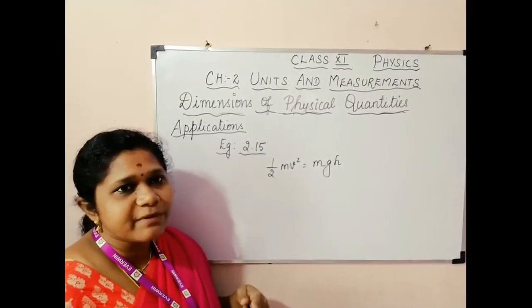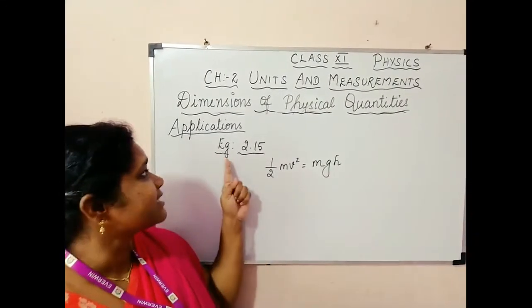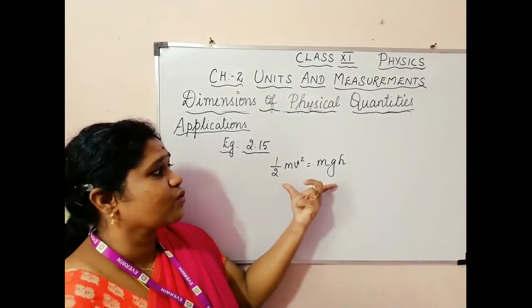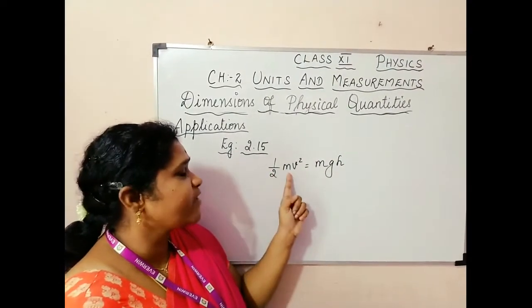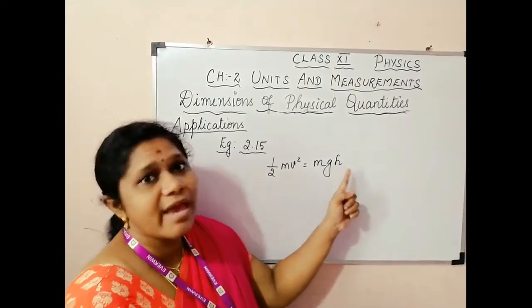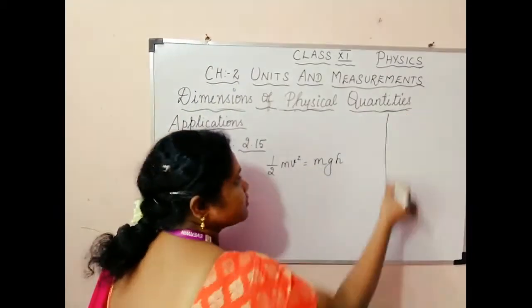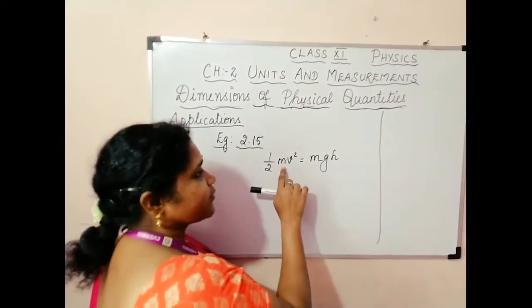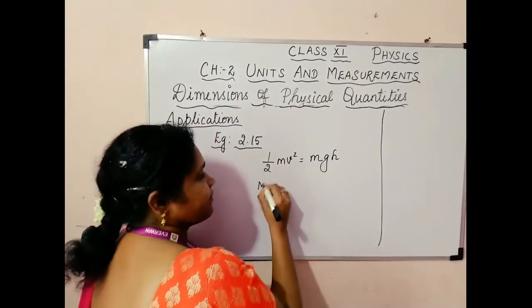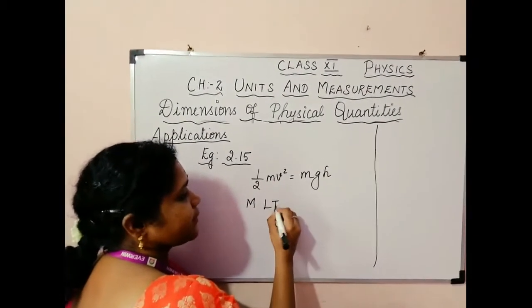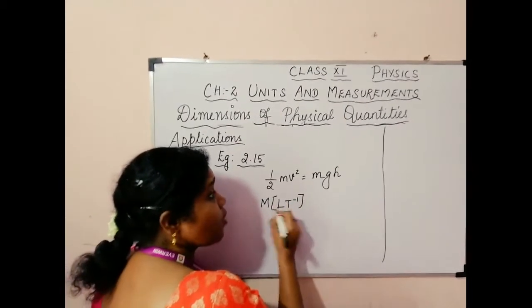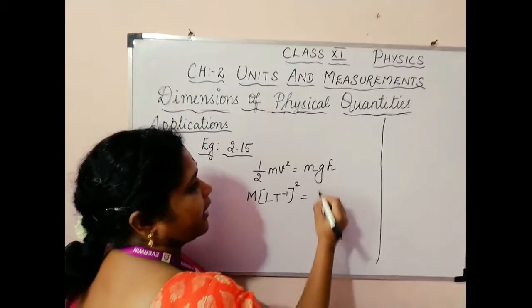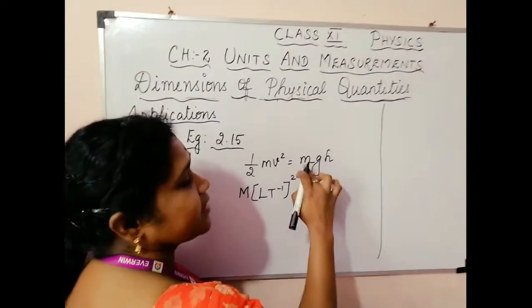Let's see another example for the first application. That is example 2.15 in your textbook, where we are going to check the correctness of the equation half m v square equals m g h. Half is a dimensionless quantity, so you leave it. For mass, it is M. And for velocity, L T power minus 1, the whole square. So L T power minus 1 the whole square. And for mass, on the right hand side, M.